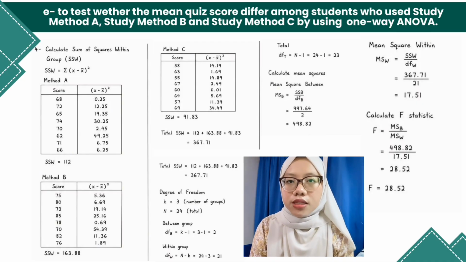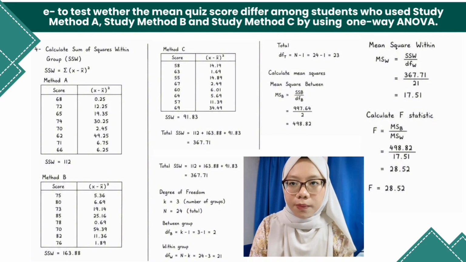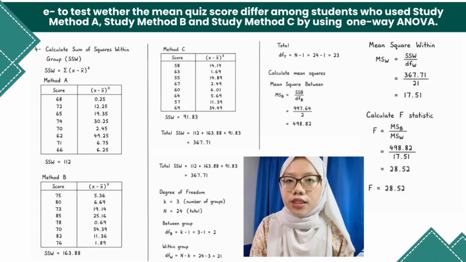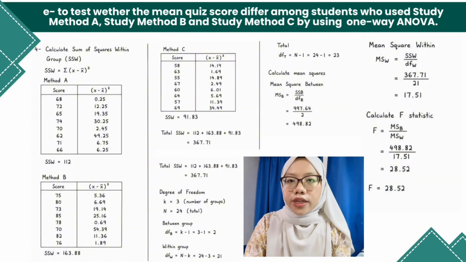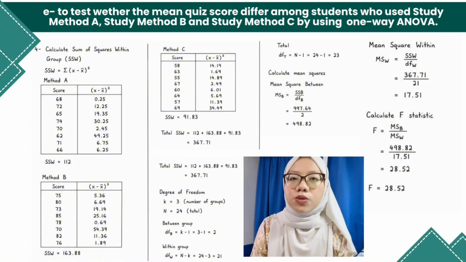For method A, the squared differences add up to 112. Next, for method B, the total is 163.88. For method C, the total is 91.83. So the overall SSW is 367.71. Next, we find the total degrees of freedom, which is 23.